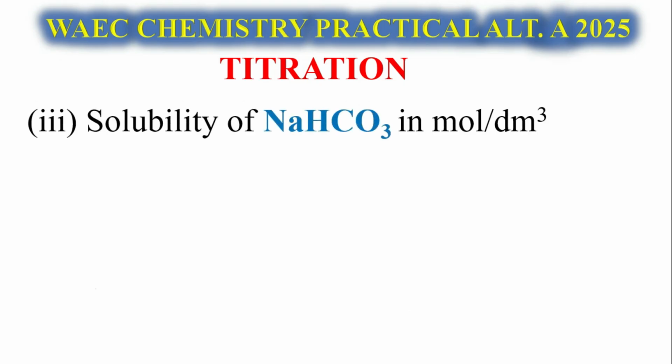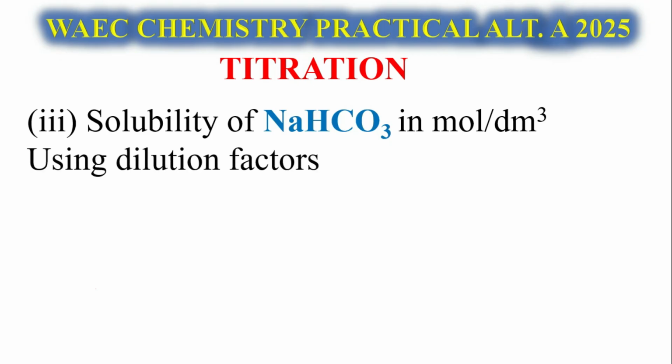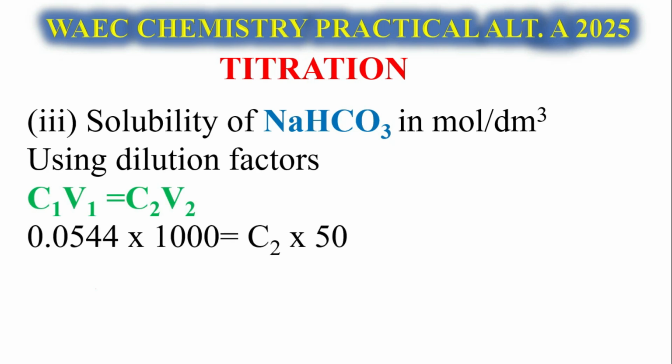So let's look at question number 3. Solubility of NaHCO3 in mole per dm³. In this method, I will be using the dilution factor. My dilution factor is C1V1 equals C2V2. So I'll be using the dilution factor to be able to approach this question.